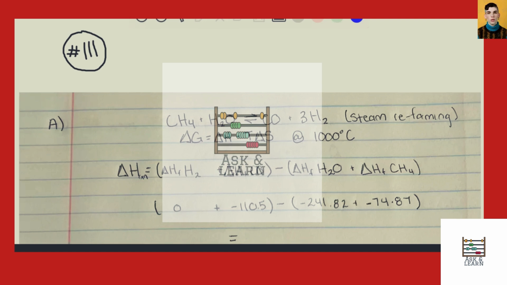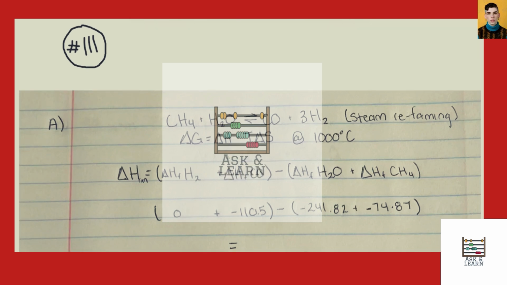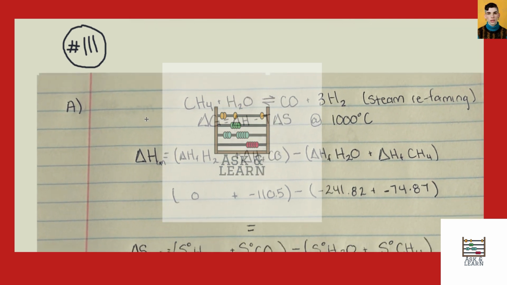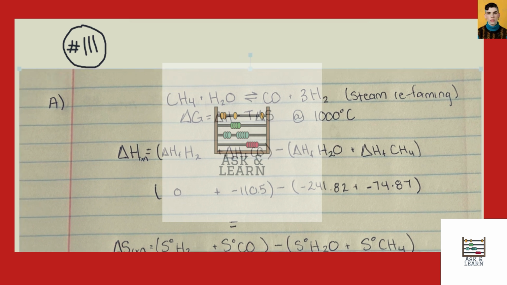Okay, we're going to start with the steam reforming equation. So here we have our chemical equation, and we're looking for delta H and delta G.